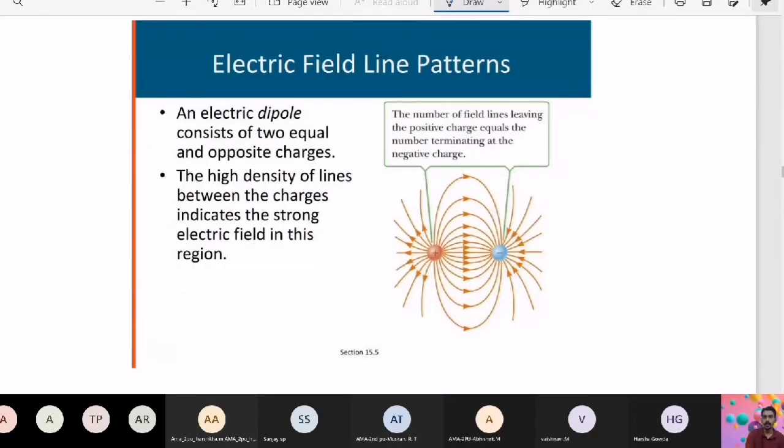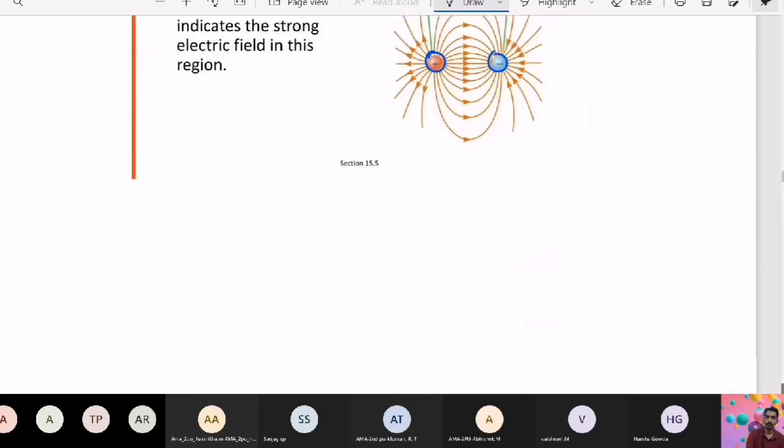Now, the field line pattern for an electric dipole. Same thing. Dipole is nothing but what? A positive and a negative charge. We have just seen before: if there is a positive charge and a negative charge, how the field lines look like. That combination only we call as a dipole.